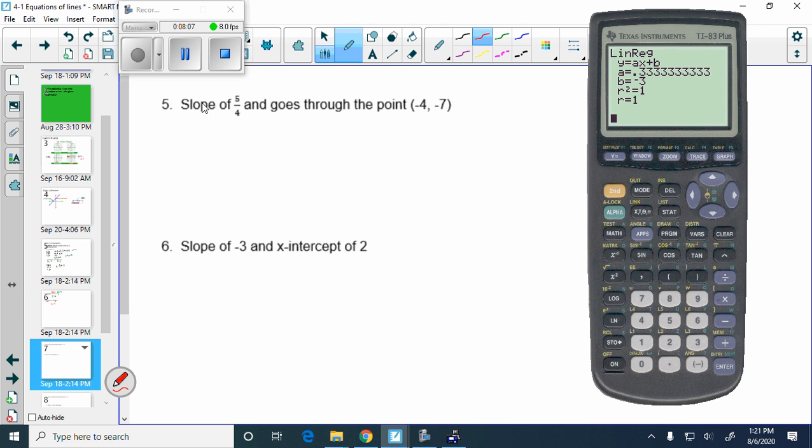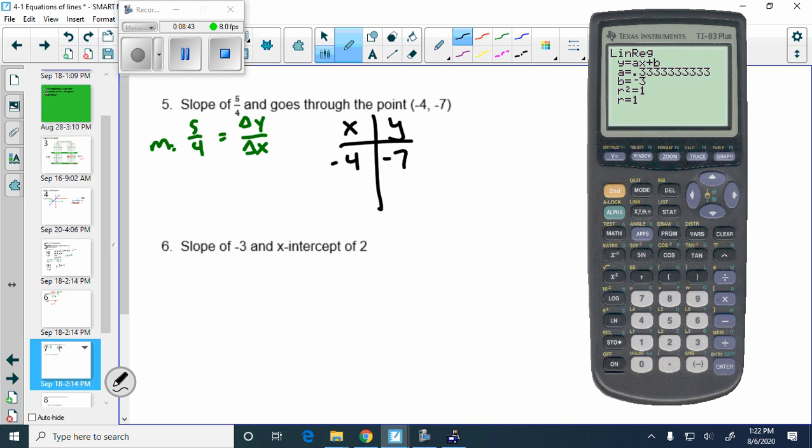For the next example, I've got a slope and a point. And this one, I'm still going to make a table, but I've got another little step I've got to do. So the slope is 5/4. And you may recall that slope is rise over run, or the change in y over the change in x. So when I make my table, I know the first point. I don't know the second point. The first point is -4, -7. I don't know what the other one is.